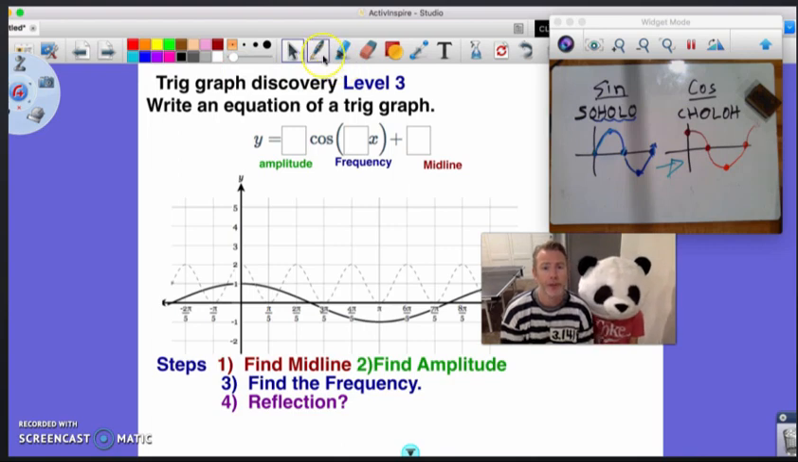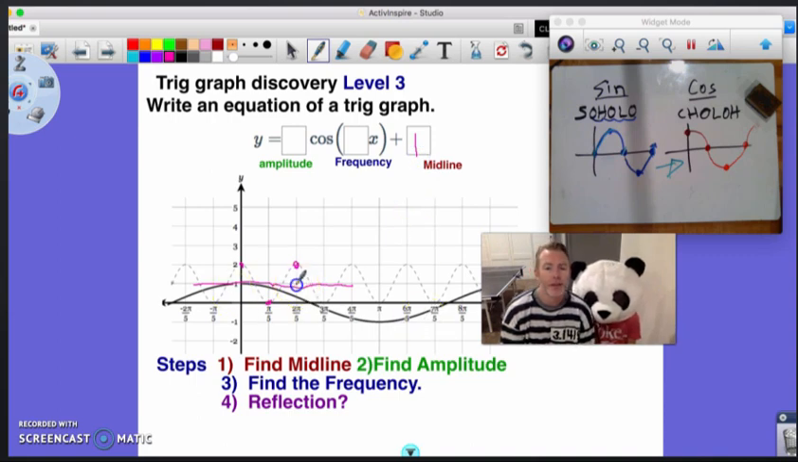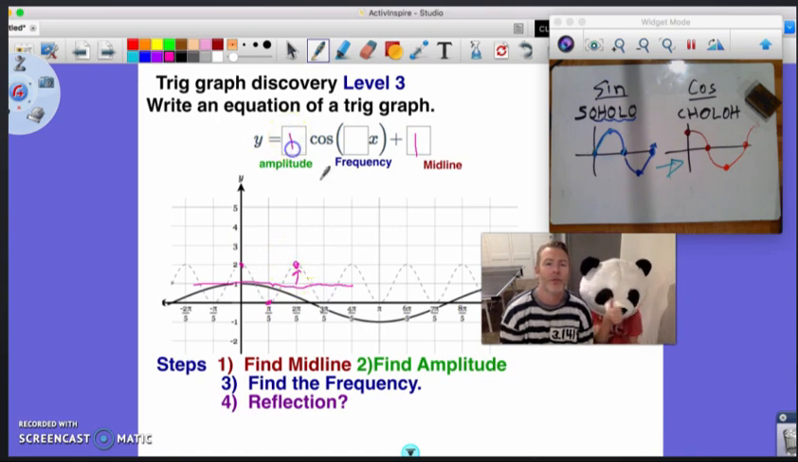But as far as steps, and I'm just going to do one example with you, they don't change. Step number 1 is find the midline. Right here, I look at my highs and my lows. There's my midline. What equation is that? y equals 1. So that goes here, y equals 1. Next thing I do, Mr. Panda, take a peek here, is I find the amplitude. The amplitude is step 2. It's the distance from the midline to the high point, and that's a distance of 1. Next now is my frequency.